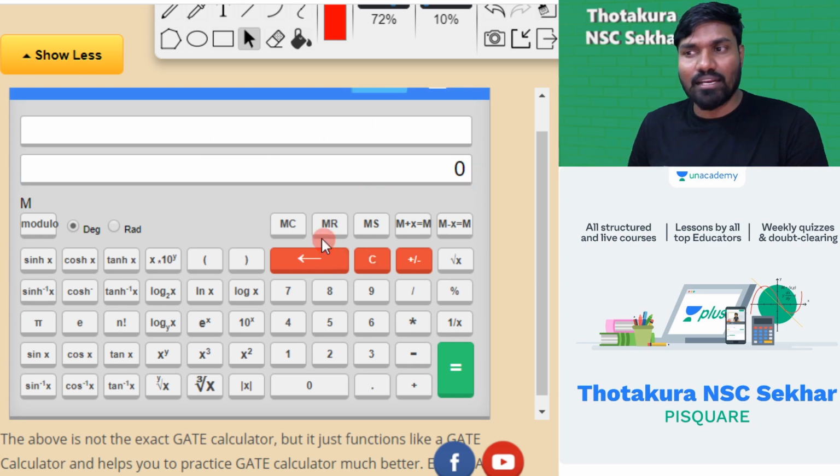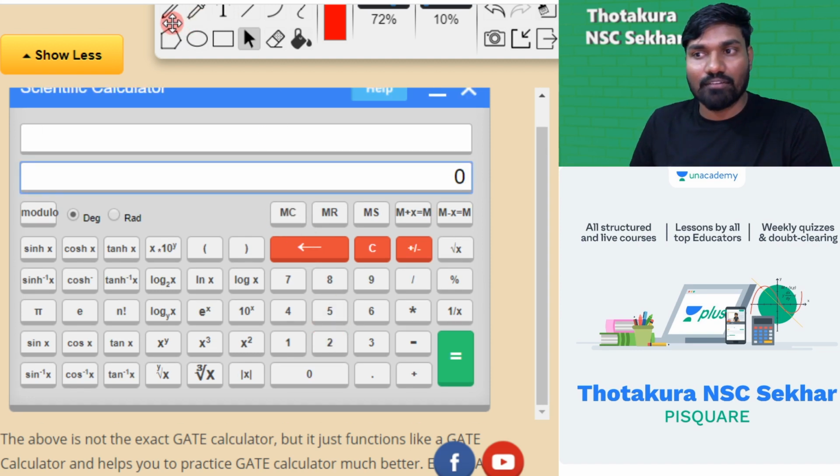Okay. Similarly, radians to degrees. If you want to convert, now let me clear the memory. For converting radians to degrees, suppose 5 radians is how many degrees?